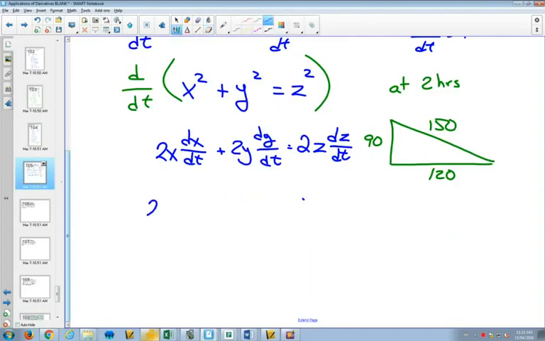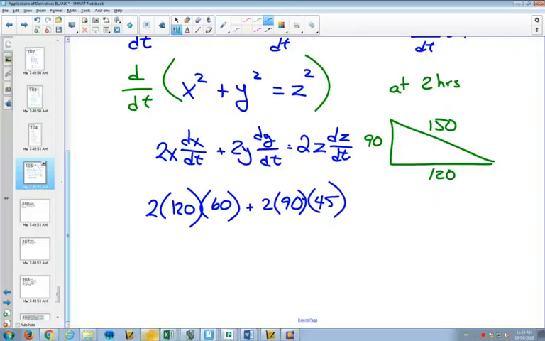So what we can do is we've got our x is 120, dx dt was 60 kilometers per hour. Our y is 90, dy dt is 45 kilometers per hour. Our z is 150, and we want to find out what dz dt is. Okay. You can rearrange this with your calculator or however you like.